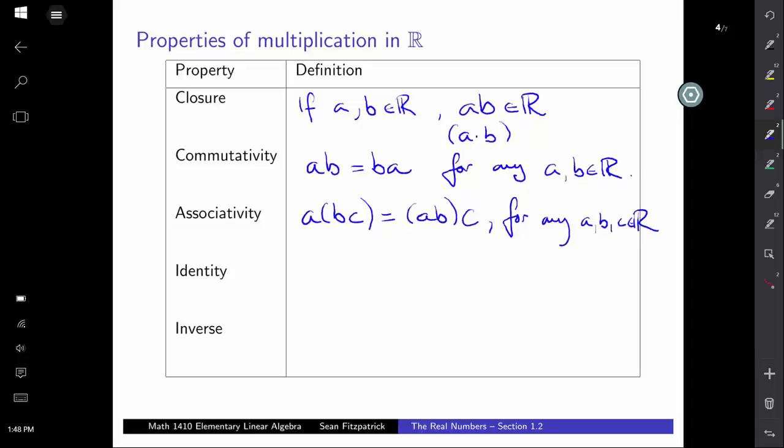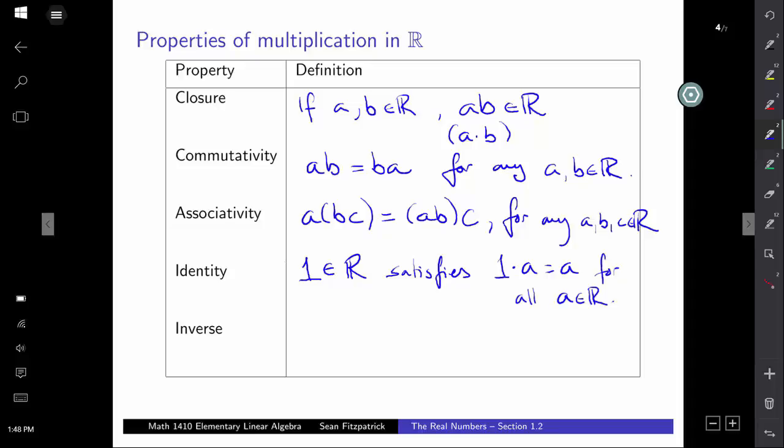Now, what is the identity with respect to multiplication? Well, again, identity is some number that when you perform the operation, nothing happens, and we know that when you're dealing with multiplication, the special number that's involved in this case is the number 1, right? 1 has this special property that 1 times A equals A for every real number A.